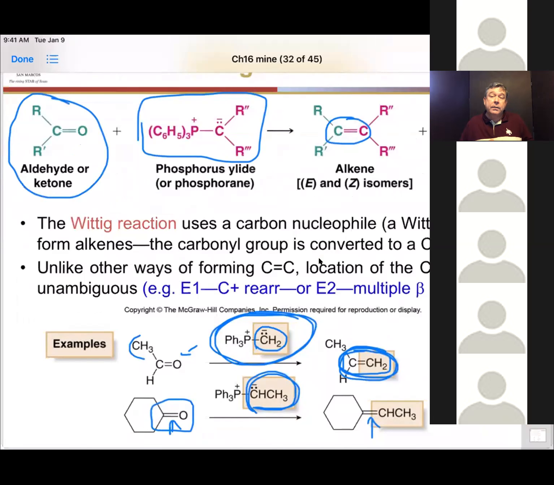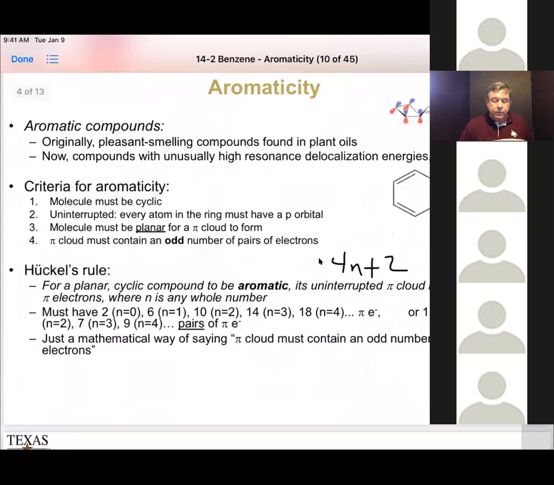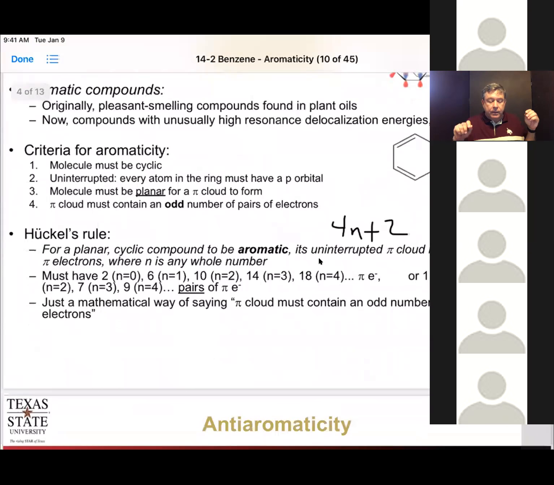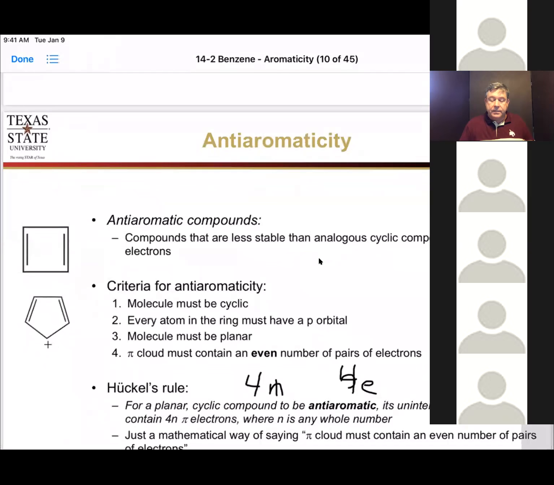And again, it has to follow the rules of being planar and have the right number of electrons. That doesn't mean you can't have charge. There's a lot of aromatic compounds that are negatively charged or positively charged, but they still follow all the rules of cyclic p orbitals, planar, and having an odd number of pairs of electrons, or follow the 4n+2 rule. Anti-aromatic is an even number, and if it doesn't meet any of those, it's not aromatic at all. So that's the rules of aromaticity.